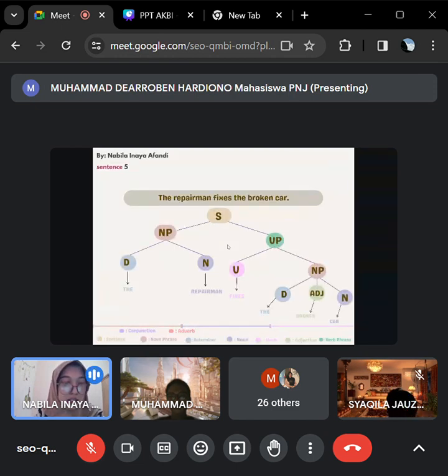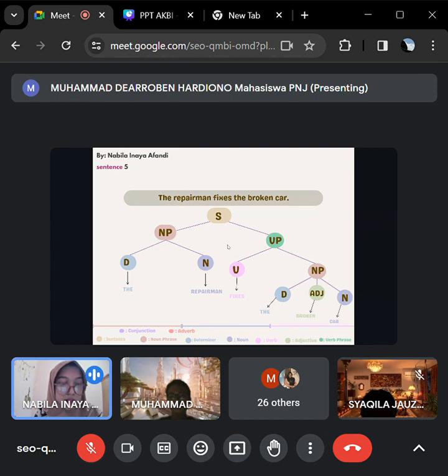In the last sentence, "The repairman fixes the broken car" is symbolized by S and composed of two elements, NP and VP. The first one is NP, also composed of two elements, determiner plus noun. For the specified, the determiner in this sentence is "the", and the noun is "repairman". The second element of the sentence is VP, verb phrase, composed of two elements: V is for verb and NP is for noun phrase.